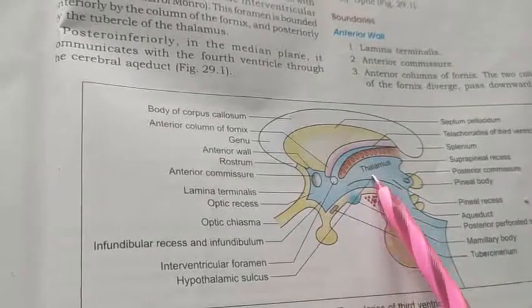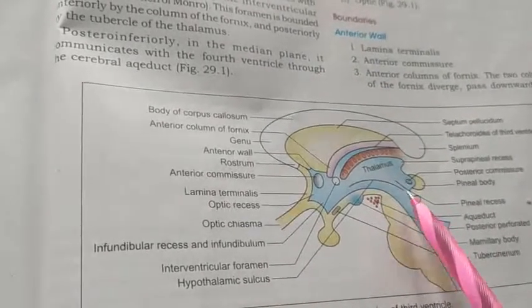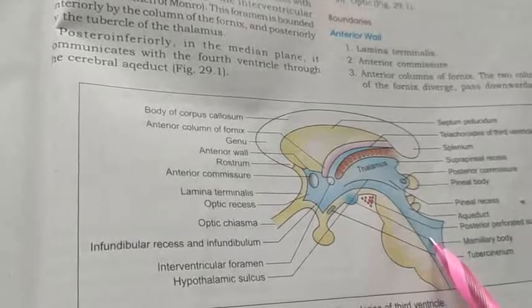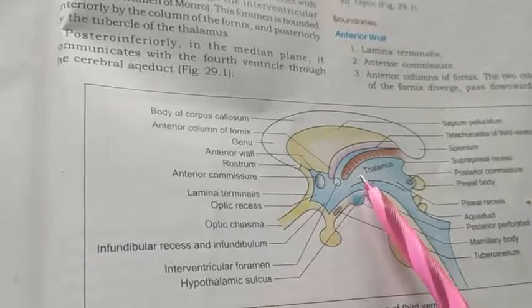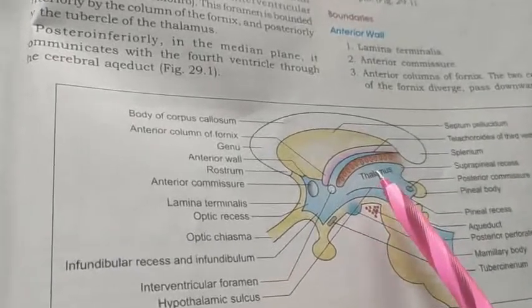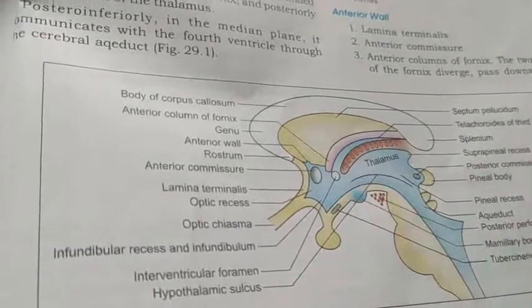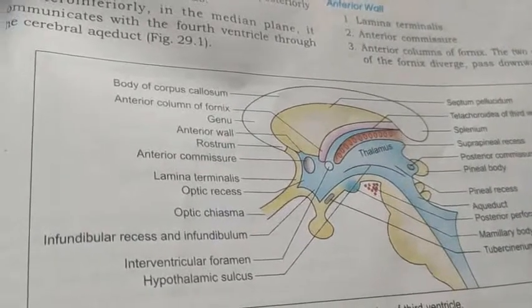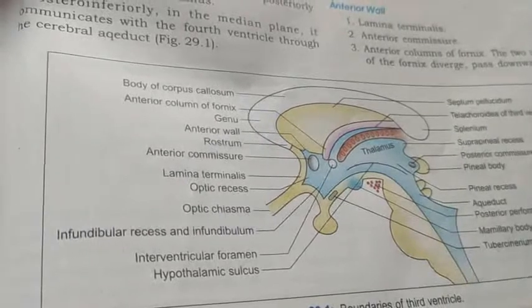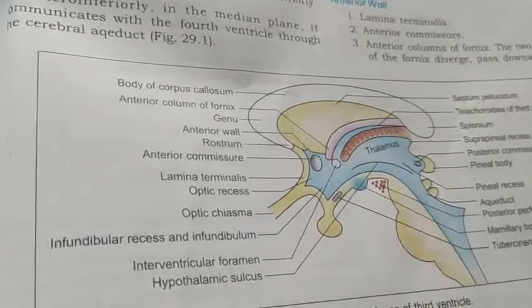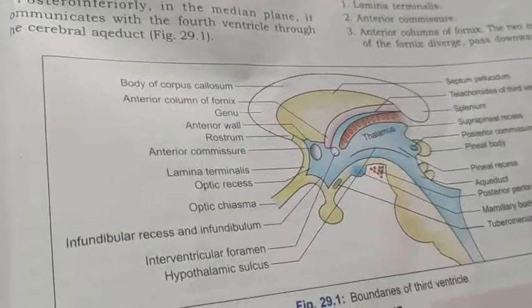These blue colored areas, the fourth ventricle, cerebral aqueduct, third ventricle, and lateral ventricle, are all filled with CSF, cerebrospinal fluid. Where is the cerebrospinal fluid secreted? In the third and lateral ventricles, on their choroid plexuses.